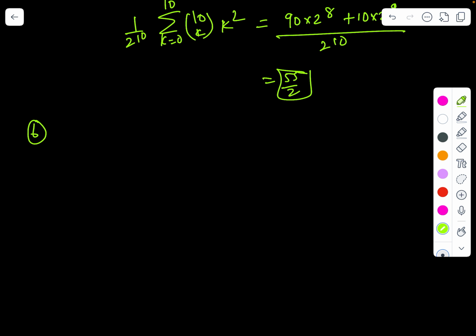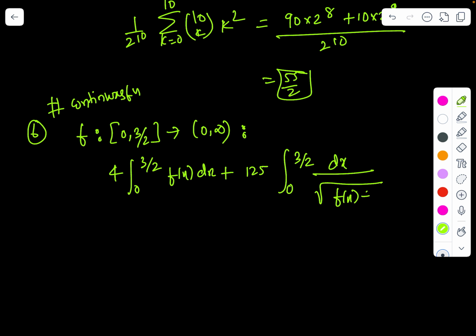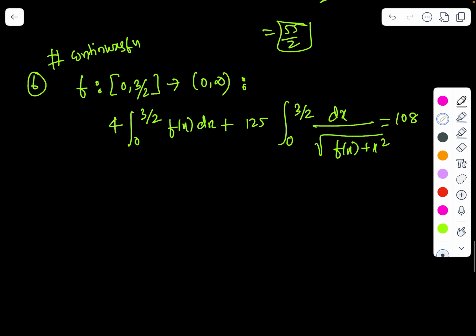Now here comes a very interesting question, and it's really nice to see this question. We have to find the number of continuous functions from 0 to 3 by 2 going to 0 to infinity, such that it satisfies 4 times the integral from 0 to 3 by 2 of f of x dx plus 125 times the integral from 0 to 3 by 2 of dx by root. That's crazily beautiful. You don't need any method apart from the basic JEE syllabus, but it's such a nice question.